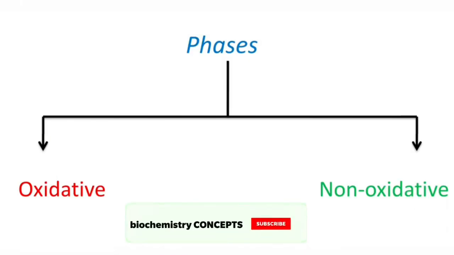So here the reactions of HMP pathway, they can be divided into two phases, oxidative phase, and the second one is non-oxidative phase. So we'll discuss about what happens in oxidative phase and non-oxidative phase in the second part of this HMP pathway.